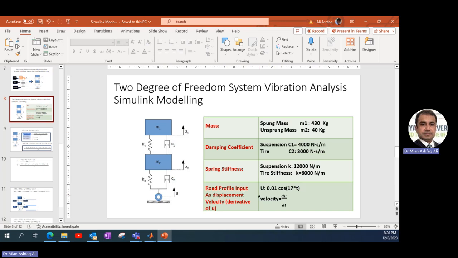And for the model, we also need some road profile information in the form of some input. We can also take the mathematical derivative of this function because we will be having forces developed in the damping. So the damping needs the velocity of the road profile. The relative velocity will be used for the forces in the damping.